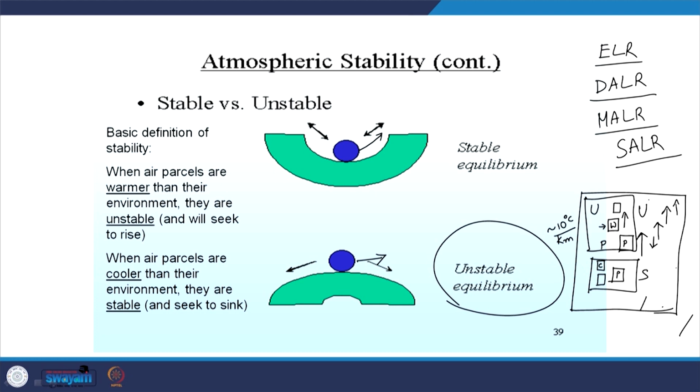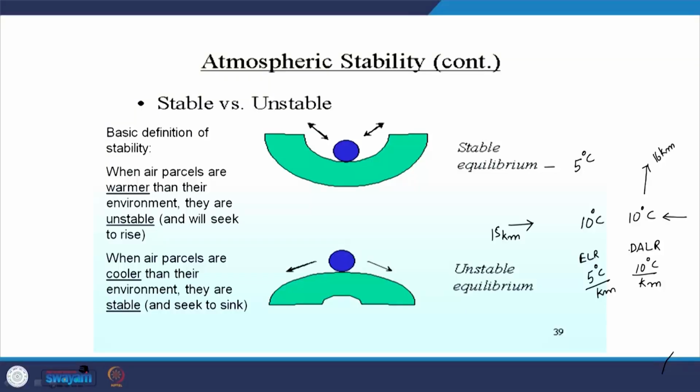Now, while discussing the unstable situation, I said that when you raise the air parcel, the parcel may become warmer. It all depends on relative rates. Generally, the basic idea of raising an air parcel is that it accompanies a temperature decrease. Here there are two different rates.